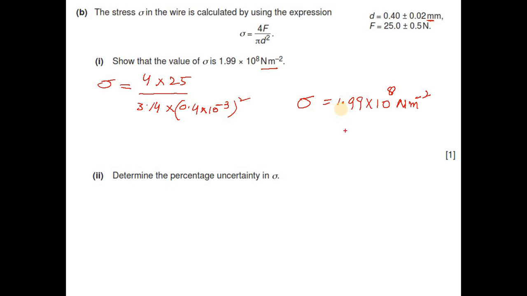Remember, 1.99 you can round off to 2.0 times 10 to the power 8 Newton meter minus 2. But as they require the value 1.99, you leave it at 1.99.